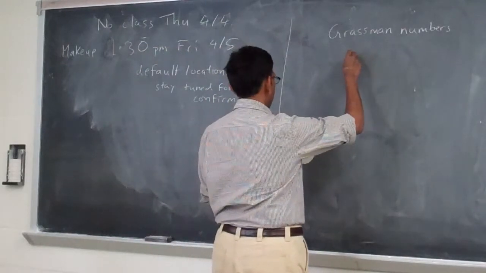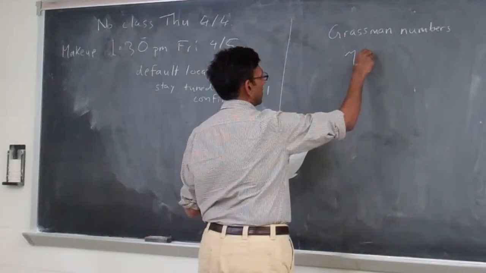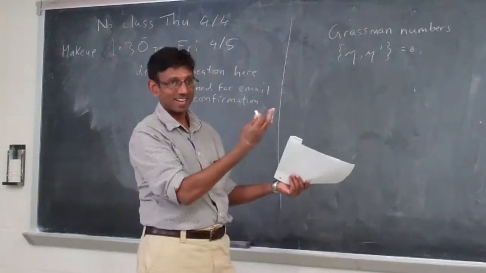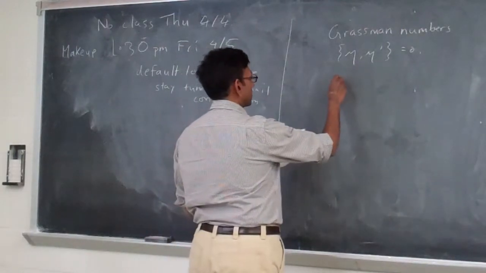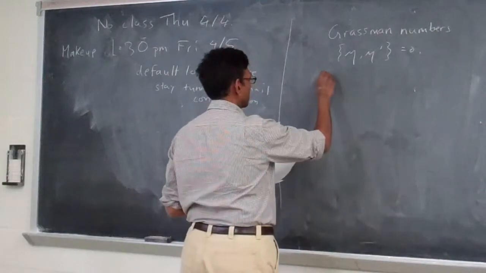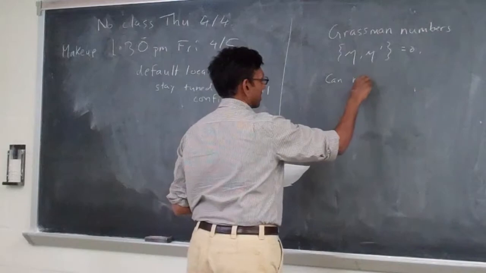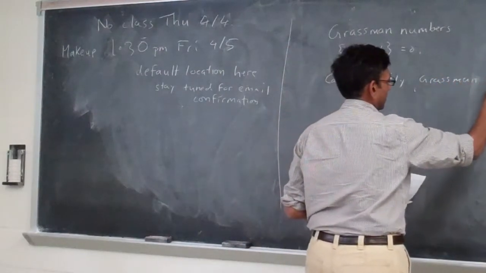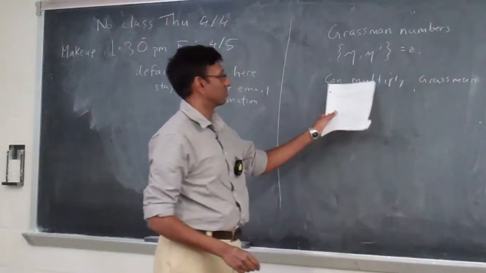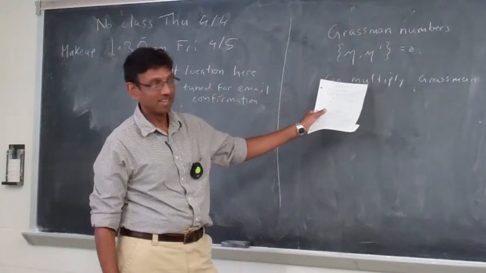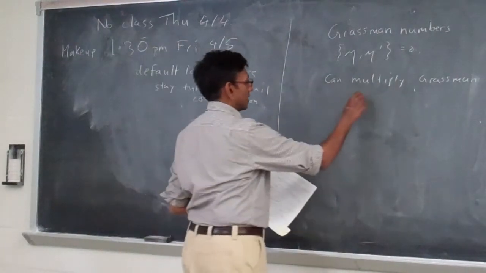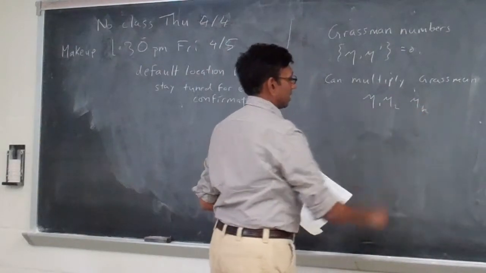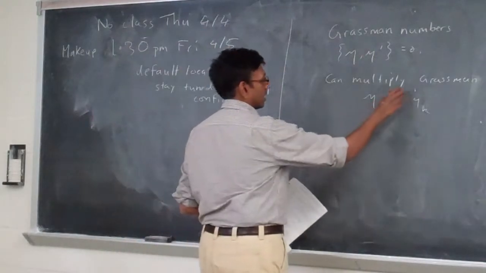But the rules of these Grassmann numbers is, of course, that any Grassmann number anti-commutes with any other Grassmann number. No H bar or anything like that, it's gone. These are these classical Grassmann numbers. Underlying this statement is that you can multiply Grassmann numbers. Of course, that's implicit in even writing this statement. I should have written this first and then this second. So you can have eta 1, eta 2. You can have products like this.